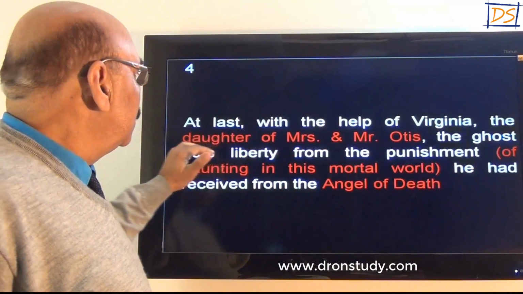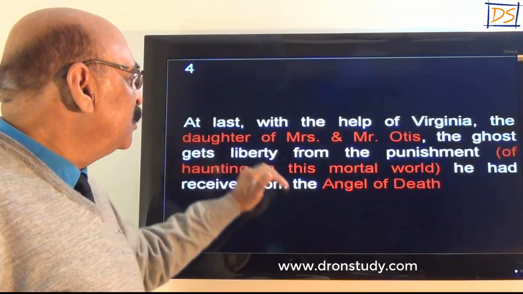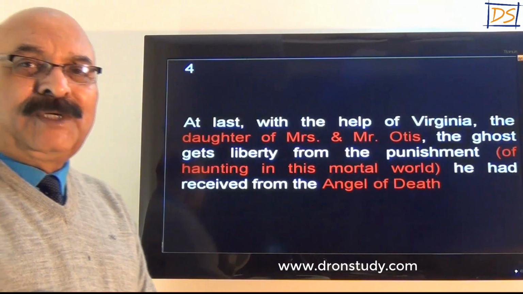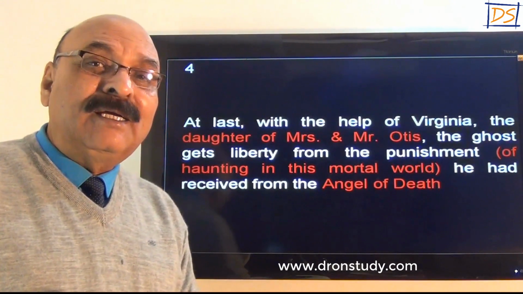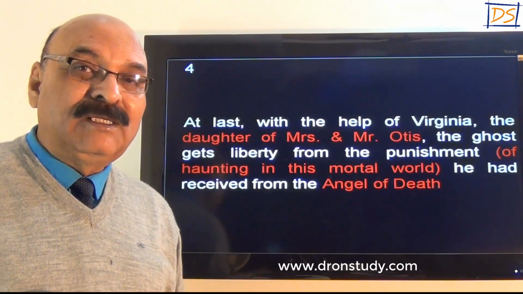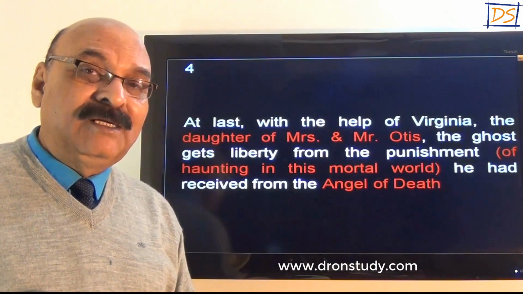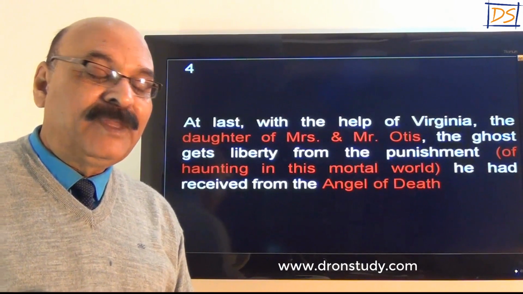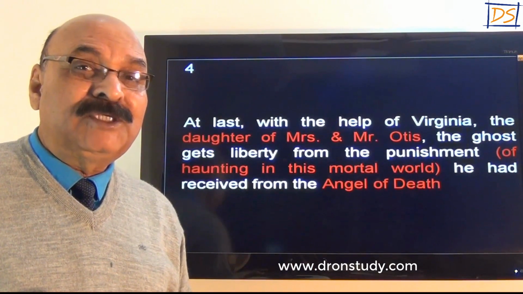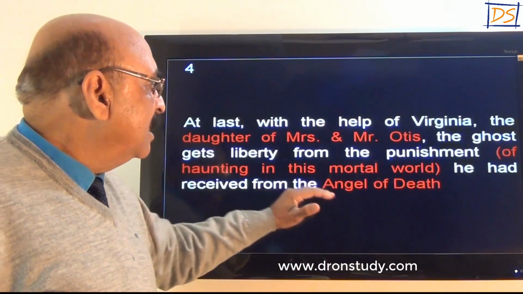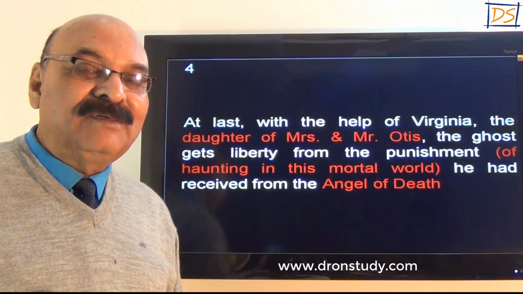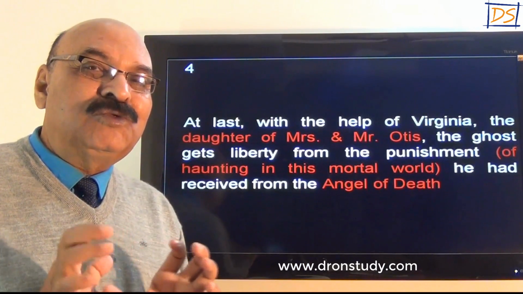At last, with the help of Virginia, the daughter of Mr. and Mrs. Otis, the ghost gets liberty from the punishment he had received from the angel of death. What was the punishment given to the ghost? Actually, he had murdered his wife in that very Canterville house where the family was living, and the blood stain was spilled over the floor. For that crime, and he must have committed many other crimes also, because he was not a good person, the angel of death closed its gate, and the portals of death, the gates of death, were not opened for him.